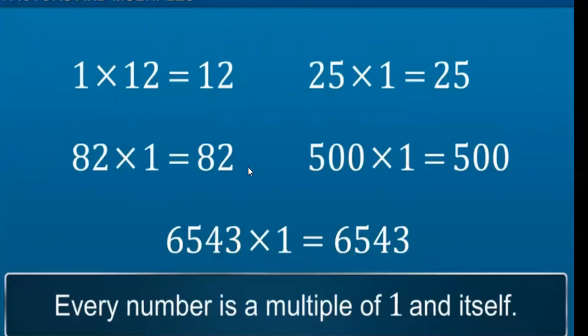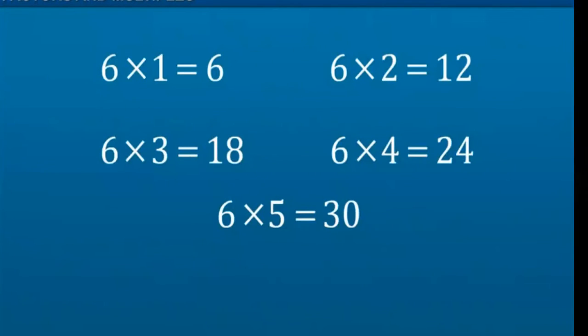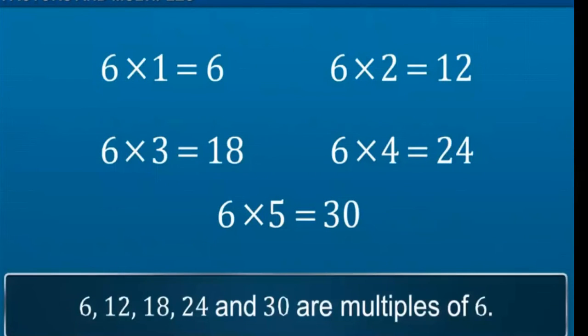Firstly, just write this down. We just saw that 6 is a multiple of each of its factors and itself. Now, let us find multiples of the number 6. Multiplying 6 with different numbers, we can get different numbers. Multiples of the number 6.